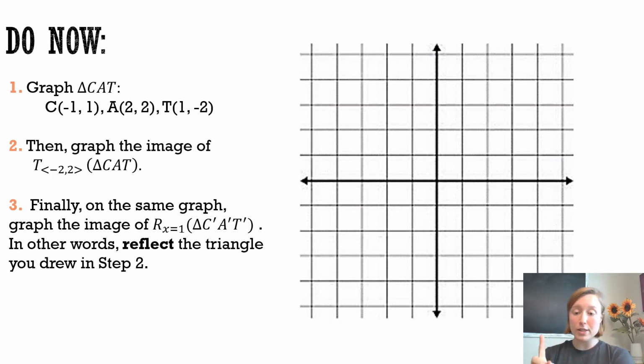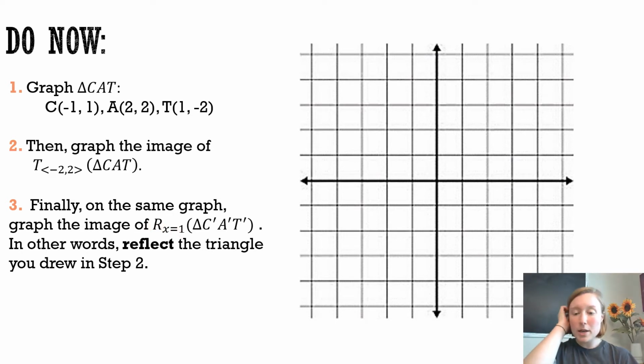So for your do now, your first step is to graph triangle CAT. And then you're going to graph the image of T negative 2, 2. Remember that means we're going to translate triangle CAT by negative 2, 2. So backwards 2 and down 2. And then on the same graph, so you're going to do this all together, I have my graph over here to show you in just a minute. We're going to graph the image of R x equals 1 triangle C prime A prime T prime. What that actually means is you're going to reflect the triangle that you drew in step 2. So you're going to take the triangle from step 2 and reflect it over x equals 1.